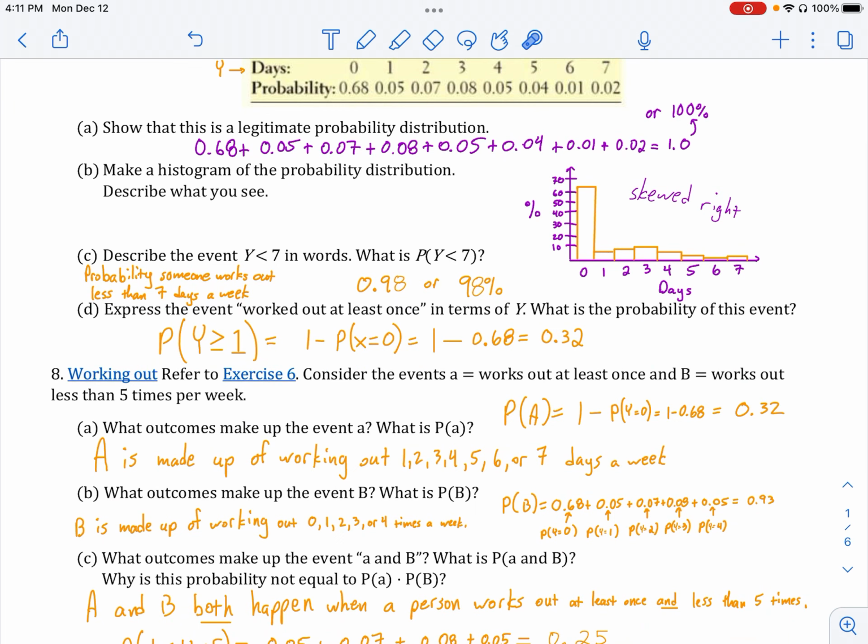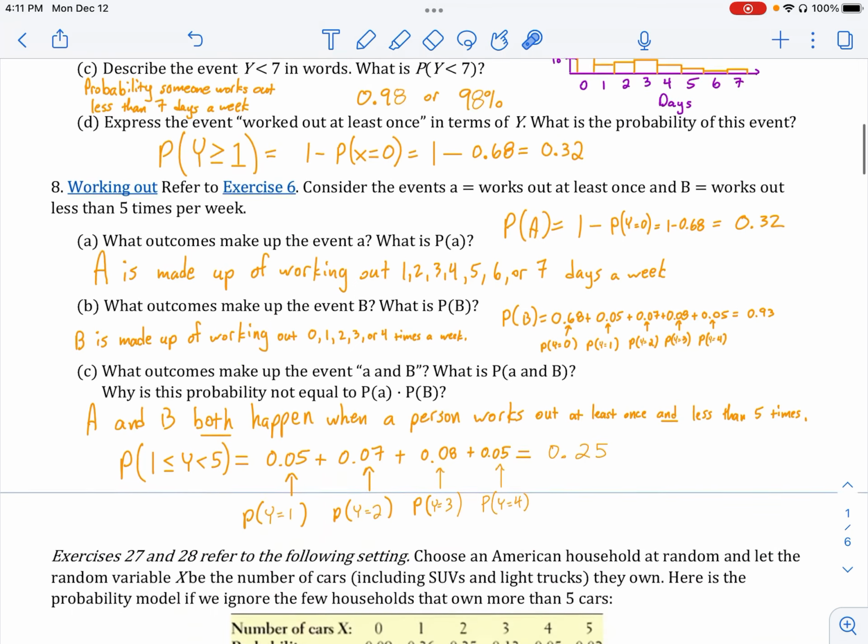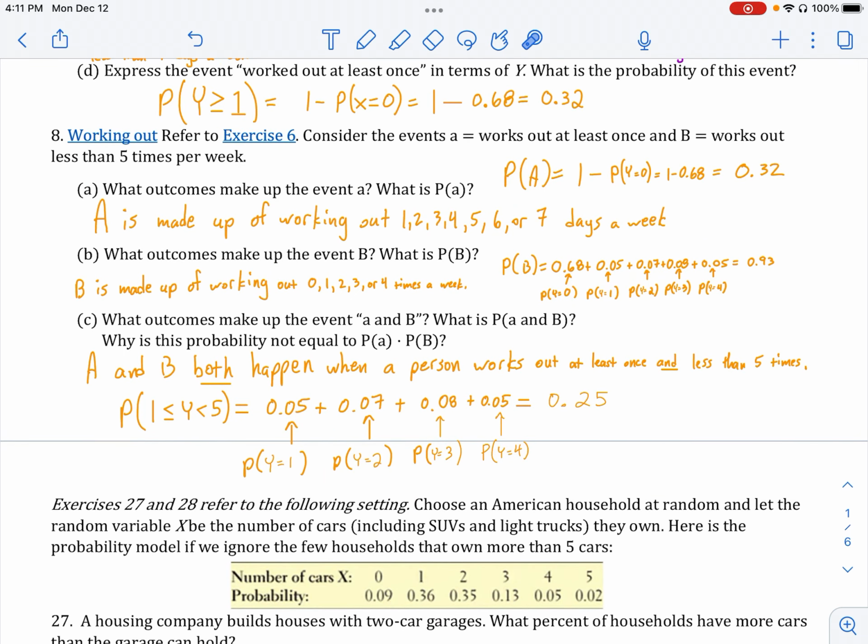B is made up of less than 5 times a week. So that would be 0, 1, 2, 3, and 4. 0, 1, 2, 3, or 4 times a week. The probability of B is to add these up, like I did right here. And I got 93%.